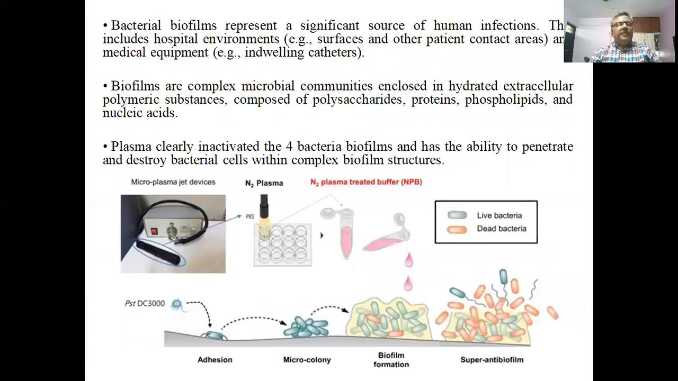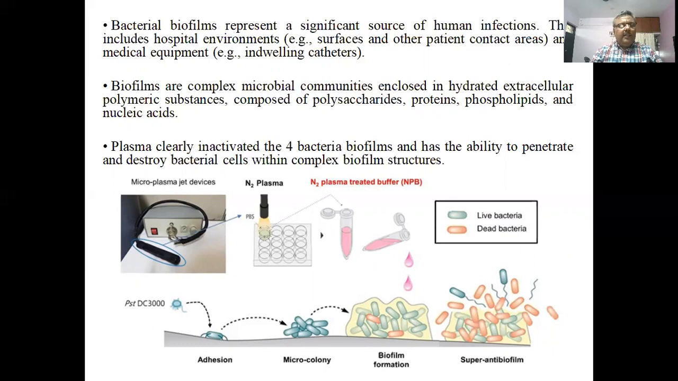Bacterial biofilms represent a significant source of human infections. This includes hospital environments and medical equipment. Biofilms are complex microbial communities enclosed in hydrated extracellular polymeric substances composed of polysaccharides, proteins, phospholipids, and nucleic acids.